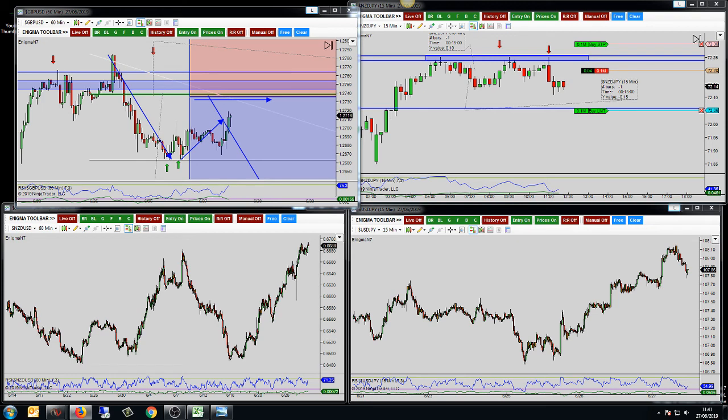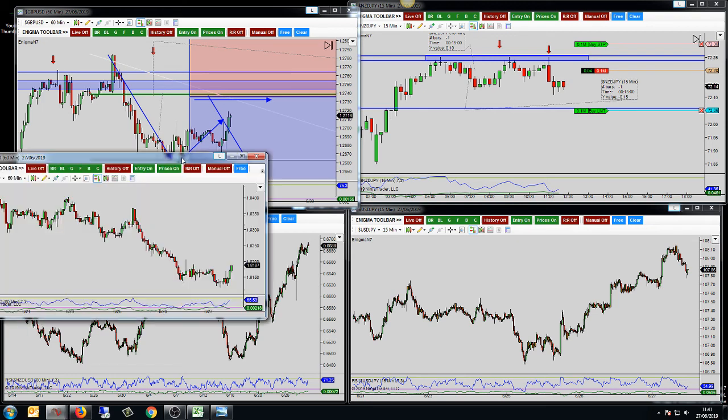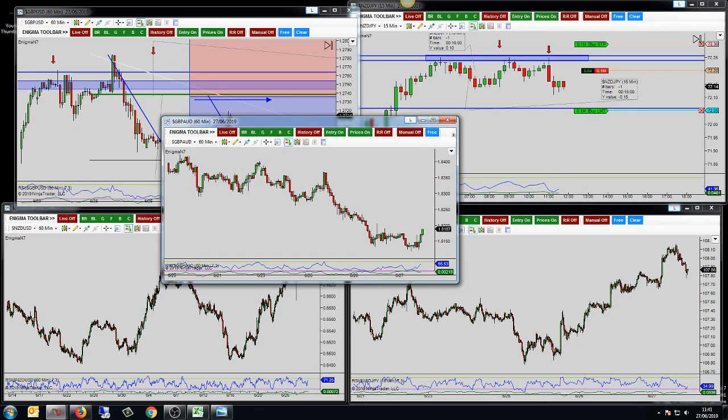So let's bring over the pound Aussie because somebody wanted to take a look at it. I didn't really have a great deal on it because we were sandwiched in between two structure levels. Okay, let's bring this back over. Has anybody got anything on the pound Aussie?